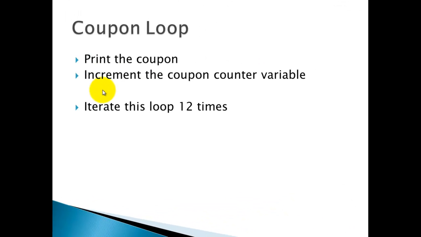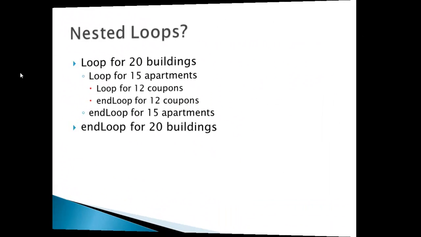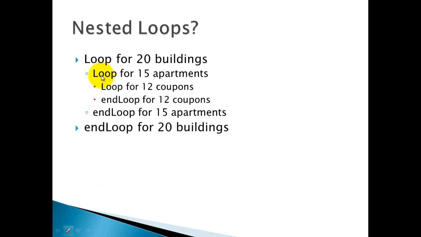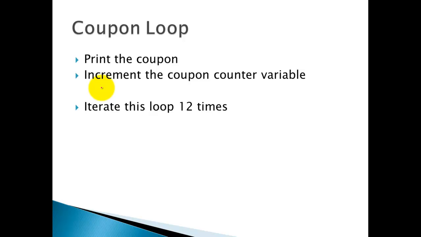We're going to start with the very inside loop. I'm going to back up 2 screens. I'm going to talk about the loops briefly, but I'm going to start with the very inside loop, the coupon loop. The purpose of the coupon loop is to print the coupon. You may have more than one print statement here.